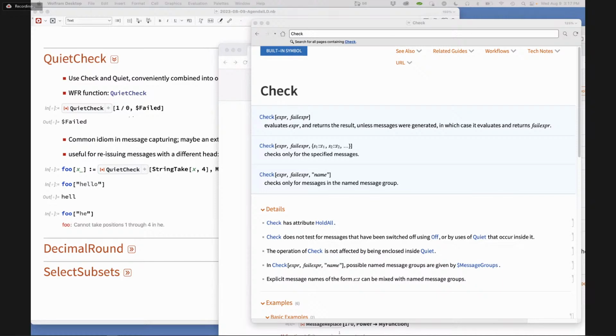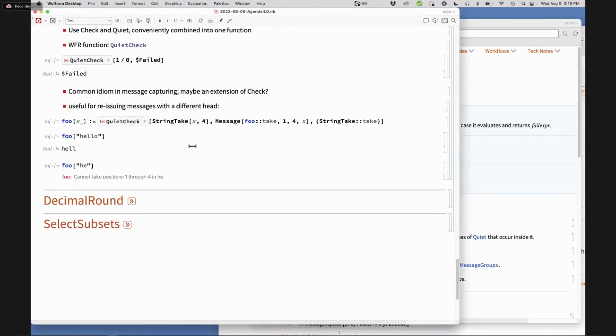I agree. Yeah, we'll maybe have an error handling summit in ILD later. Quiet this month or check next seems fine. It seems useful, and it goes along with other quiet star functions.